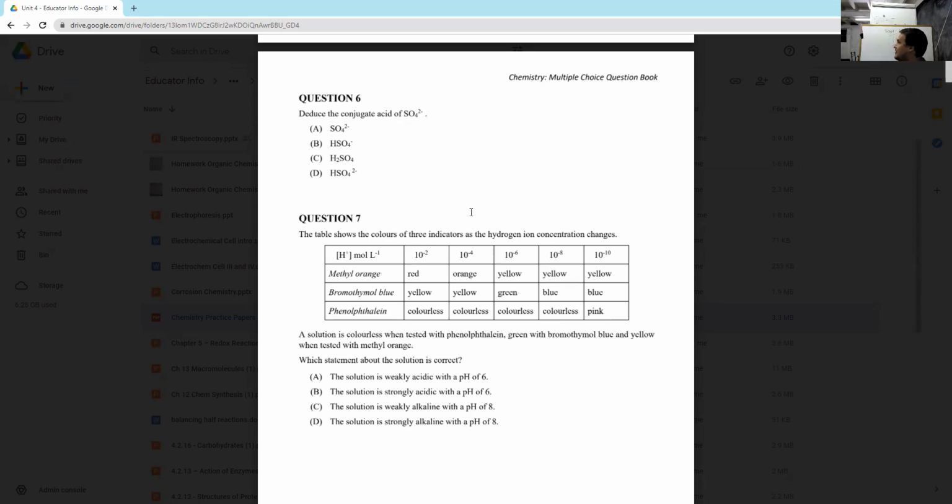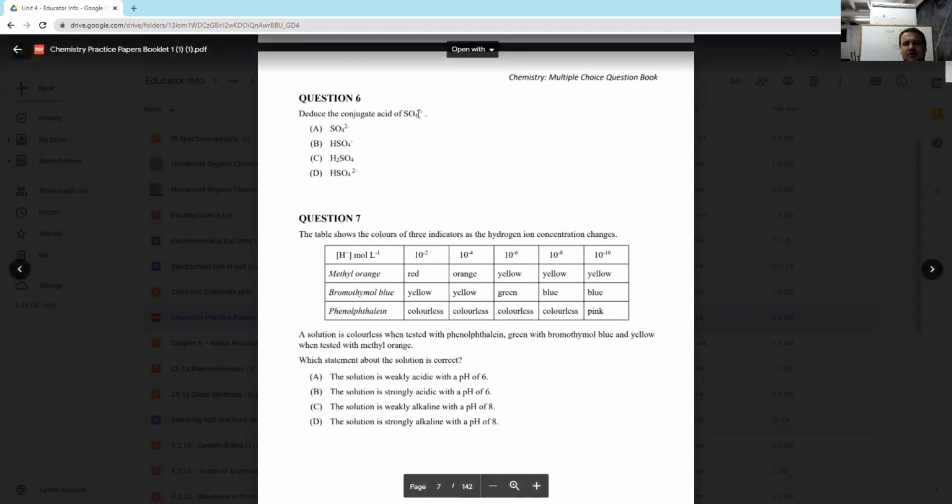So the conjugate acid is the original molecule SO4 2 minus plus 1 hydrogen. SO4 2 minus is the conjugate base of HSO4 minus. And it's not 2 minus because the hydrogen is a H plus. So it will reduce the or increase the overall charge by 1, or from -2 to -1.